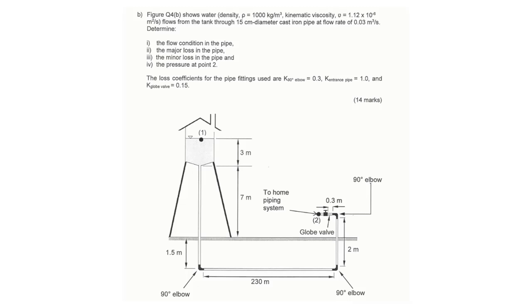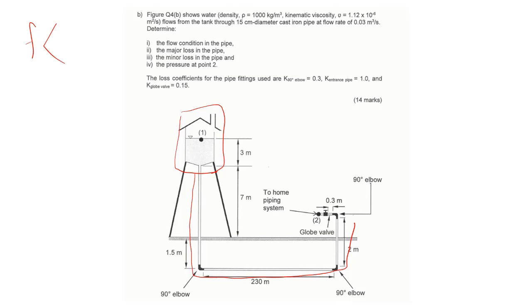So what is the question? Here we have a water tank. Water is distributed through the pipe to the home piping system. How do we find the friction factor for this equation?